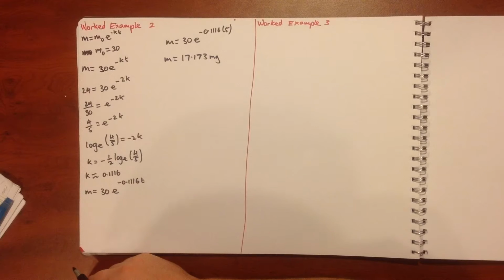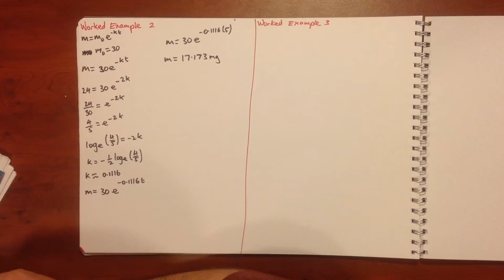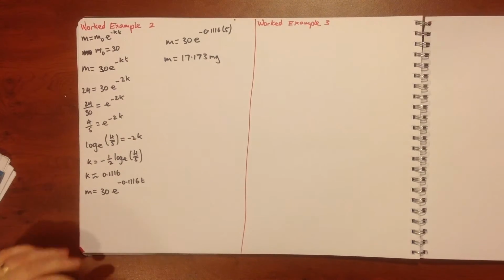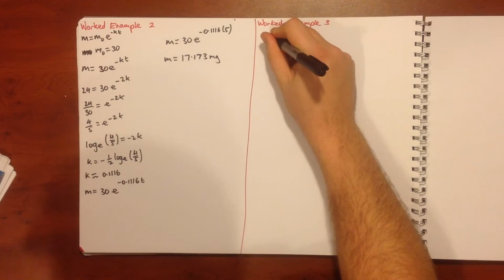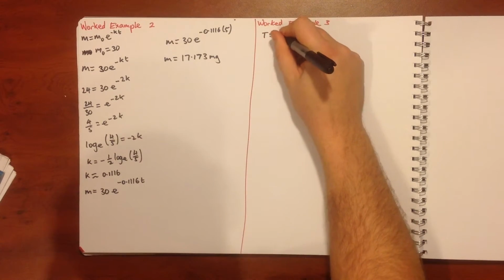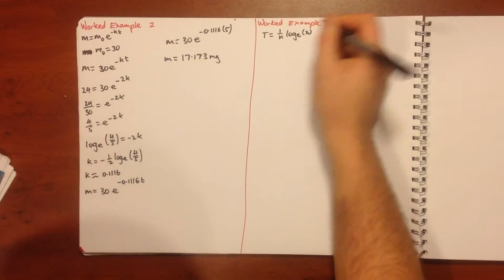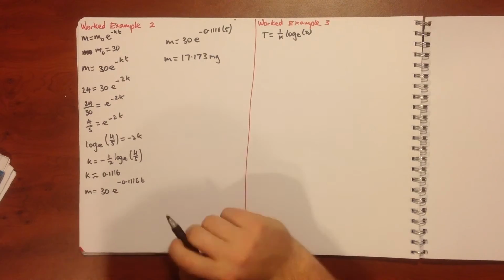Let's have a look at worked example 3 as well. It takes 2 years for 30% of a particular radioactive substance to disintegrate. Determine the half-life of the substance correct to 3 decimal places. Well, we know that T equals 1 on k log to the base e of 2. That's fine, but we don't know what our k value is.